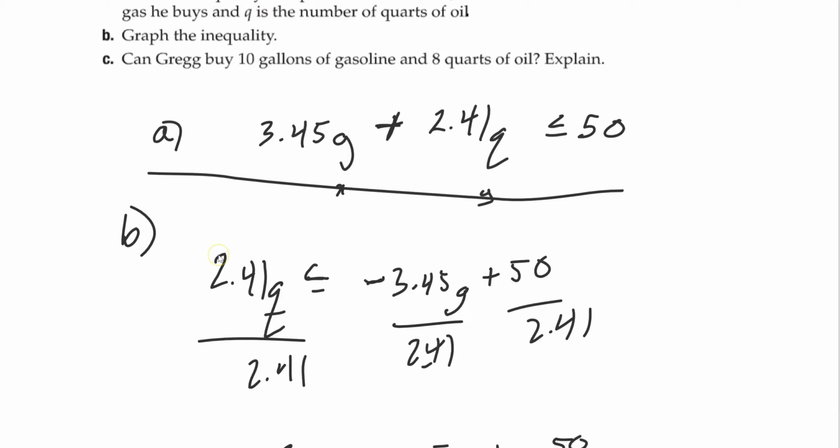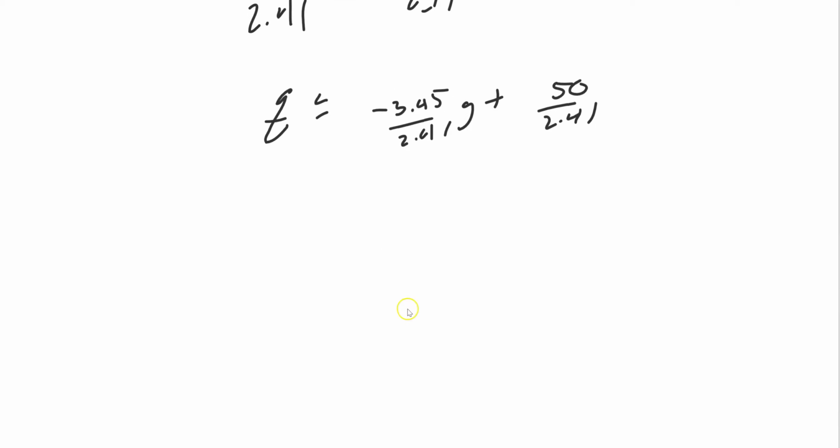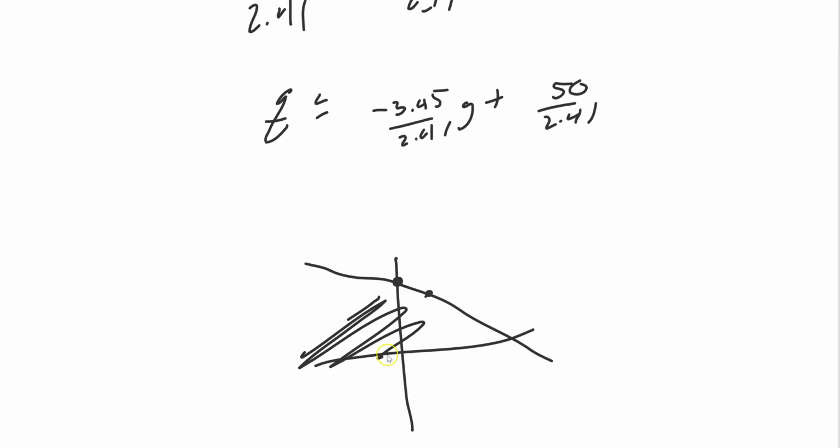They want me to graph it, so just graph like normal. Go there first. That's about like 20-ish. There somewhere. Slope of that, I'm going to go down 3 over 2. You get this less than, so shade below.